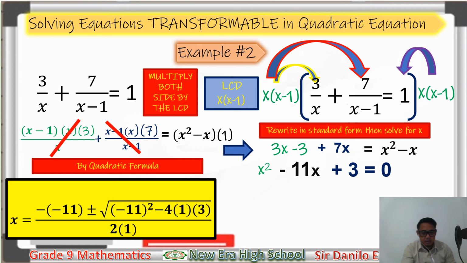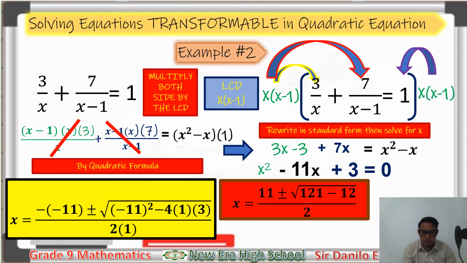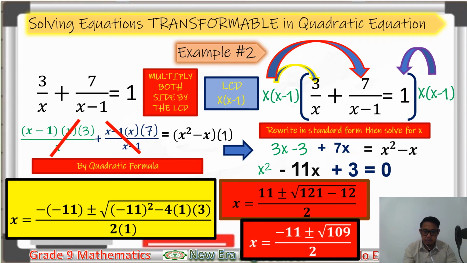And then by solving this one, we have, this is 11, then 121 minus 12, that's 109. So, 109, wala naman siyang square root. So, yung answer natin will be in this form. So, I think that's our answer.